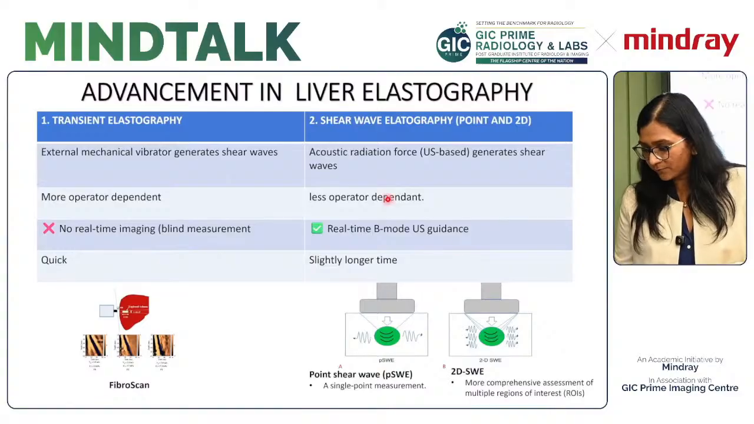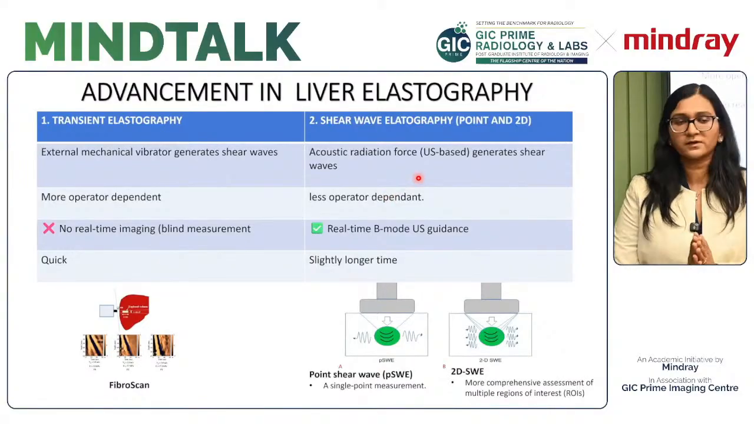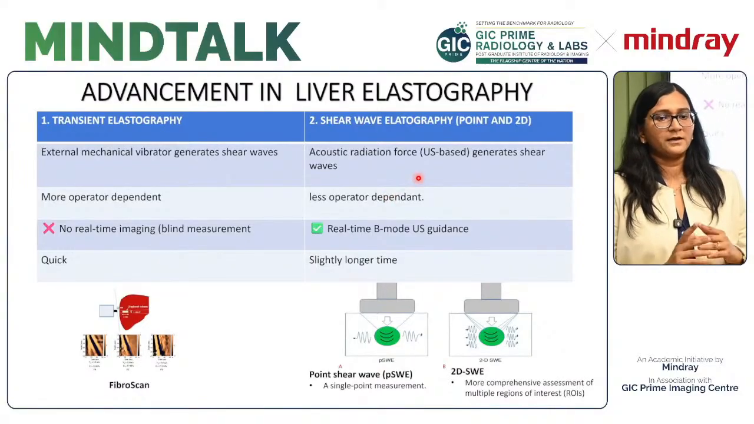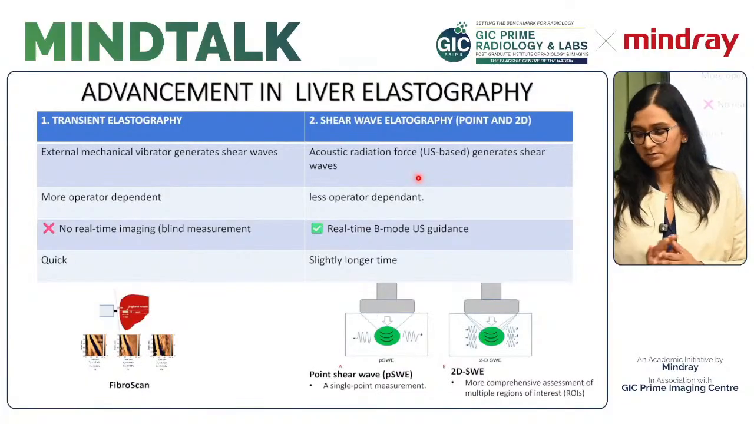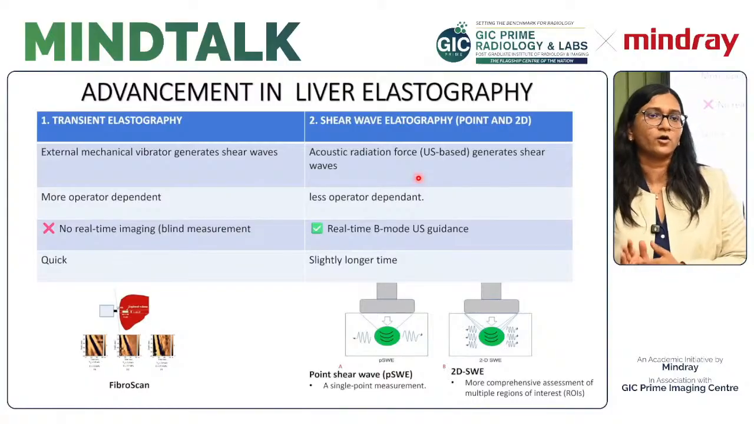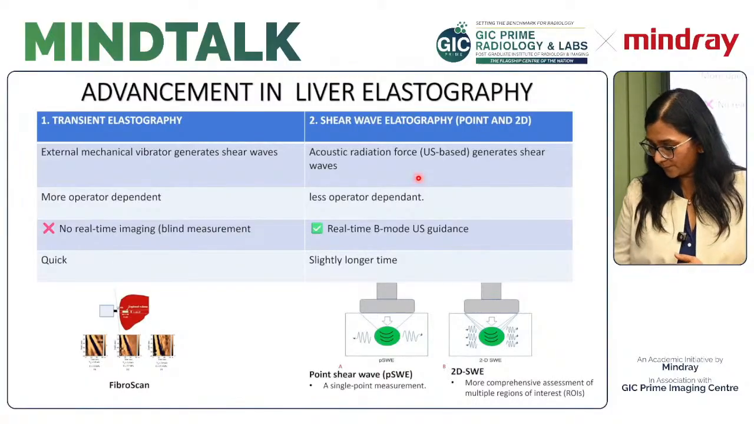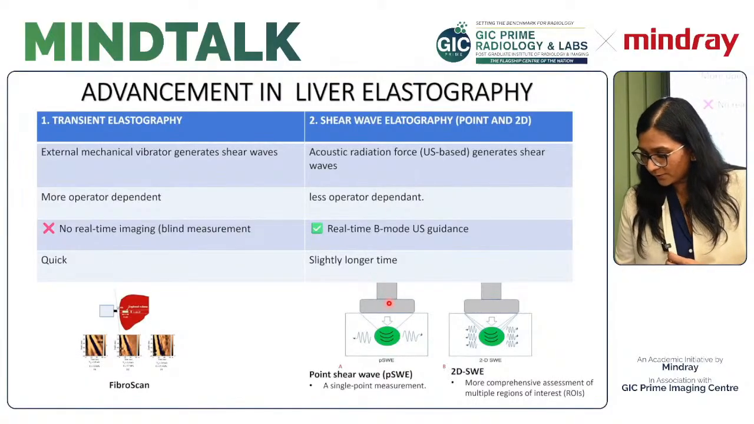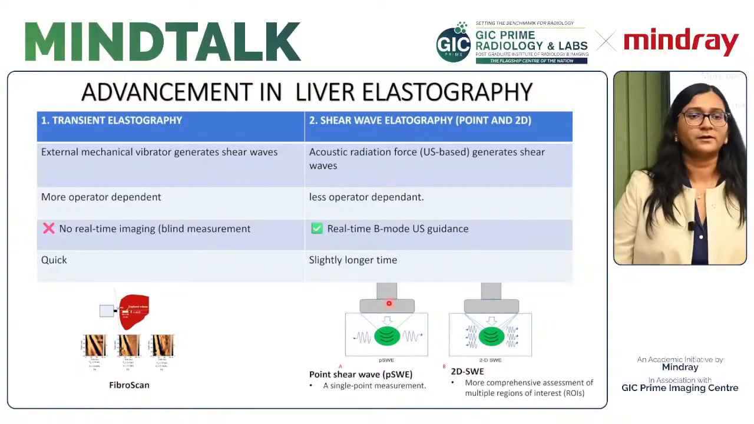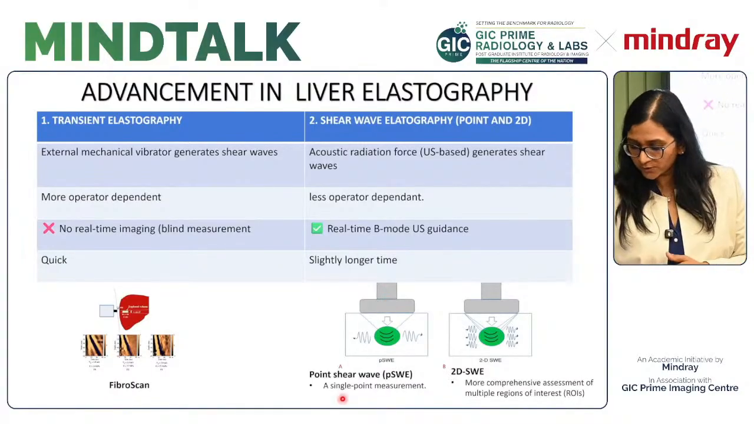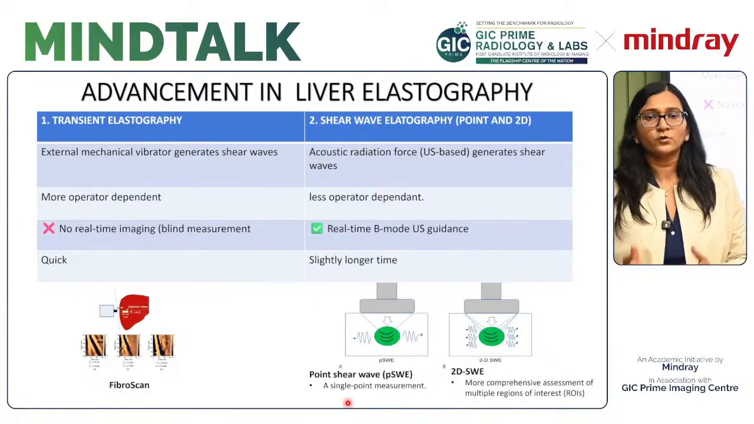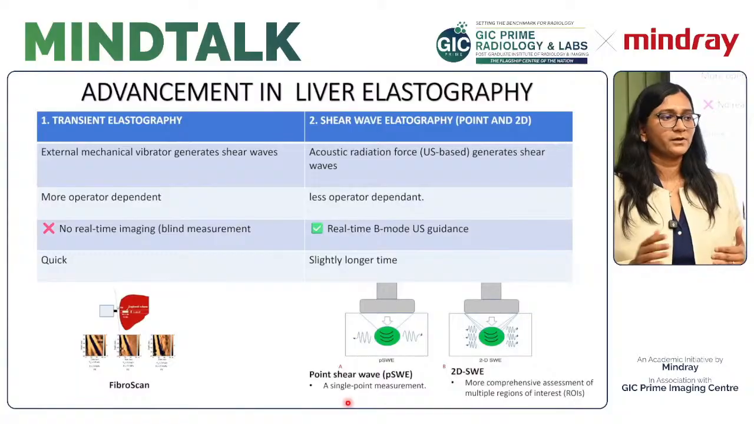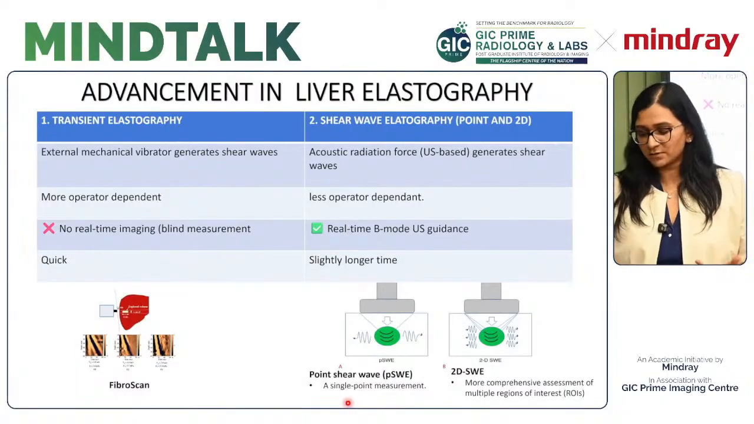Then there is shear wave elastography, in which acoustic radiation force is employed, and it is less operator dependent, and real-time B mode imaging is also available, but it takes slightly longer time than fibroscan. Shear wave elastography is of two types, point shear wave and 2D shear wave elastography. In point shear wave elastography, only single point measurement is taken. In 2D shear wave elastography, multiple measurements are taken from multiple regions of interest.